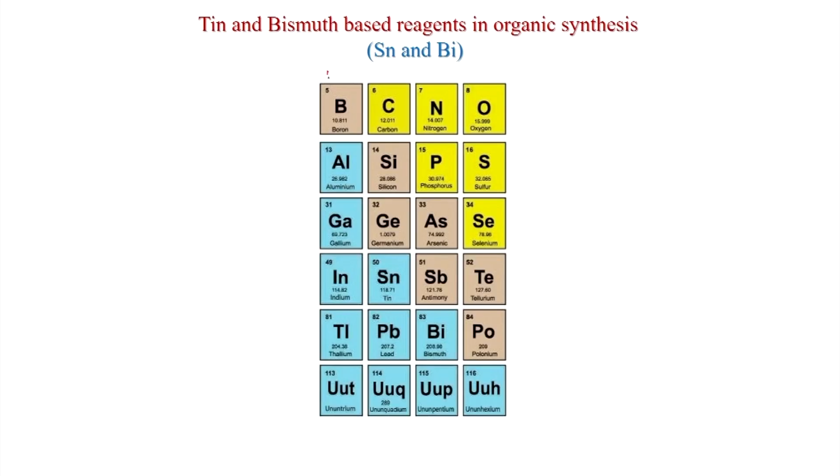Welcome again. Today we will discuss tin and bismuth based reagents in organic synthesis. So, if you see the periodic table again, this was 3A, 4A, 5A, 6A. So, tin is here, tin is in the same group with carbon and bismuth is in the same group with phosphorus, and they are post transition metals. And also they have a diagonal relationship. So, we will see the chemistry of these two reagents today.